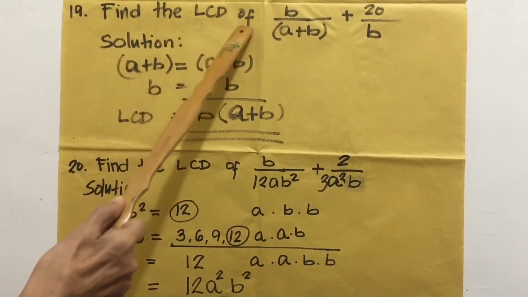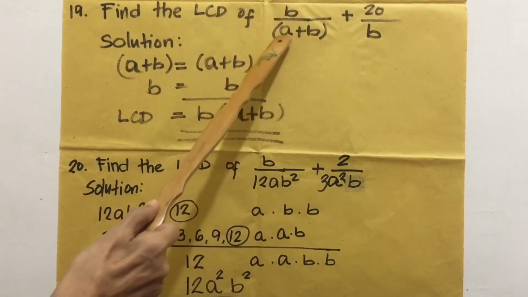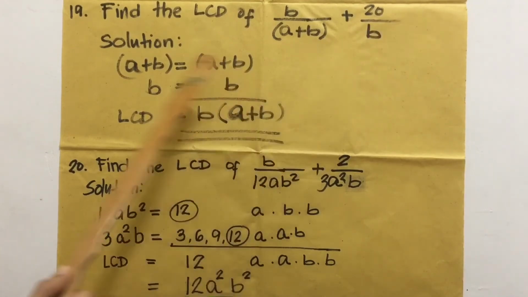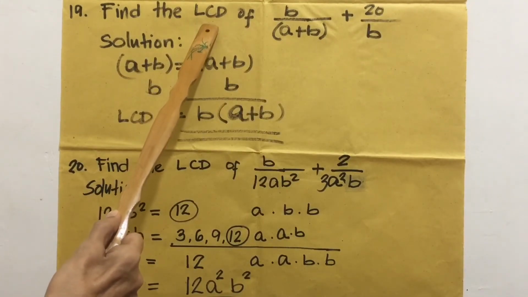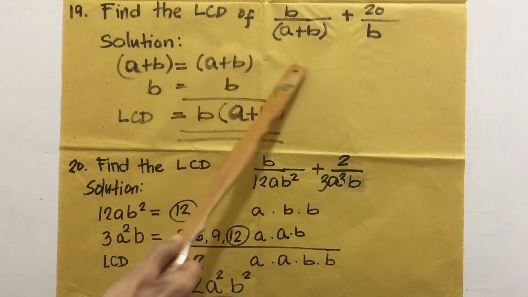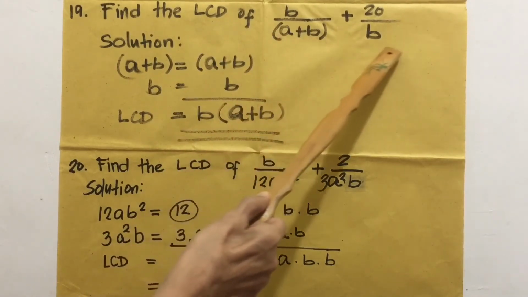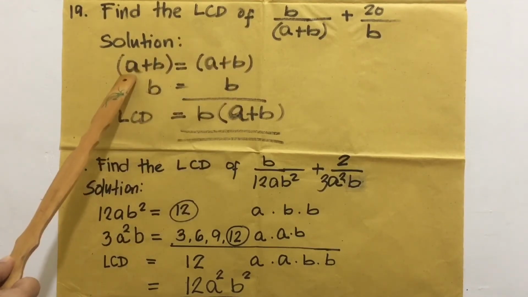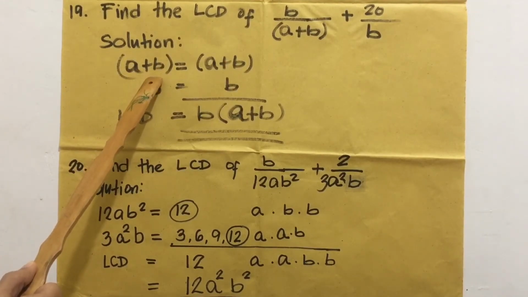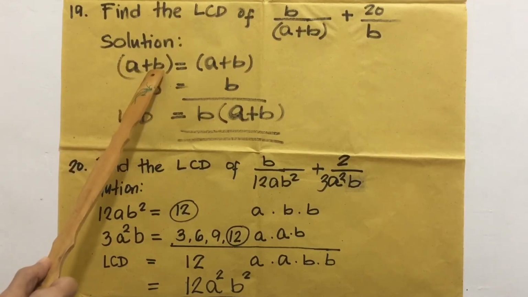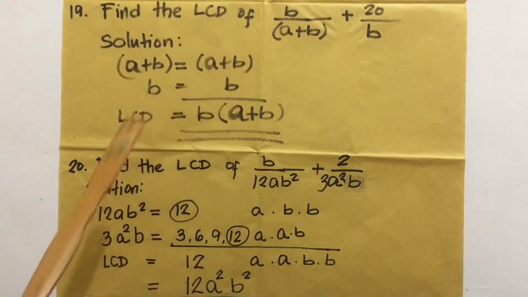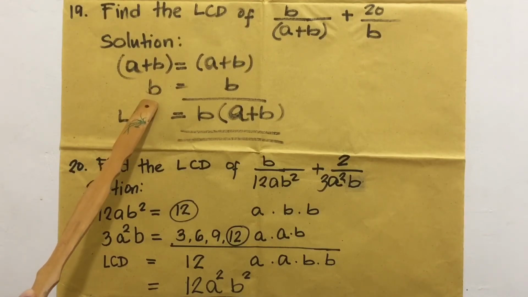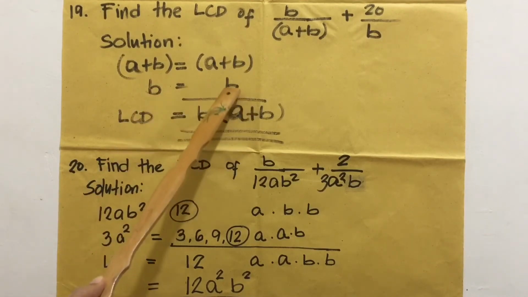Okay, next, number 19. Find the LCD of b over quantity a plus b, plus 20 over b. Since we're finding the LCD, our concentration is to find the LCD of a plus b and b. Okay, our solution, copy first the given denominator a plus b. Then we are going to factor, and the factor of this, since it's prime, is the same, a plus b. There is no factor. So b, since prime, we just copy b.